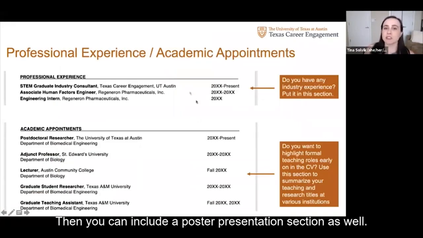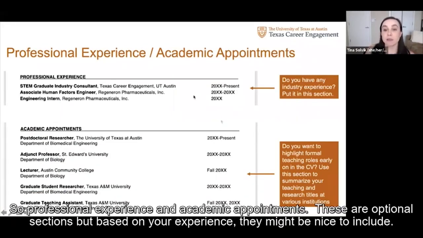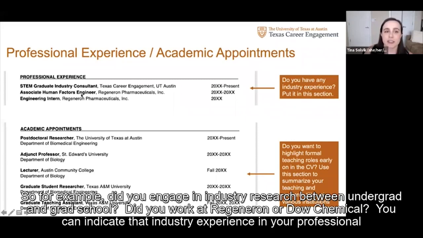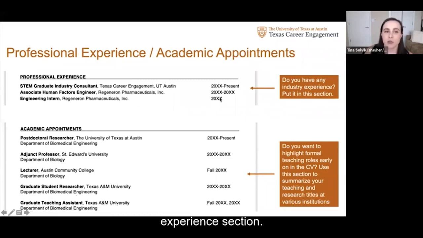So professional experience and academic appointments, these are optional sections, but based on your experience, they might be nice to include. So for example, did you engage in industry research between undergrad and grad school? So did you work at Regeneron or Genentech or Dow Chemical? And so you can indicate that industry experience in your professional experience section.